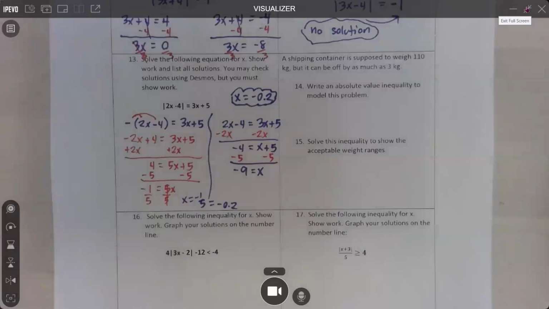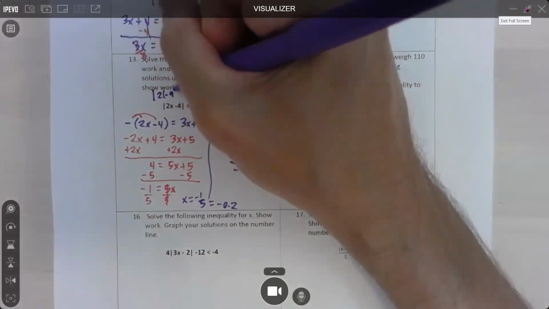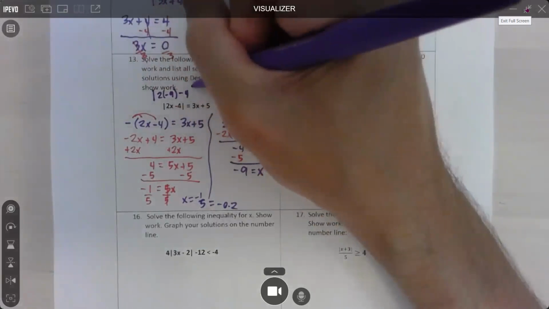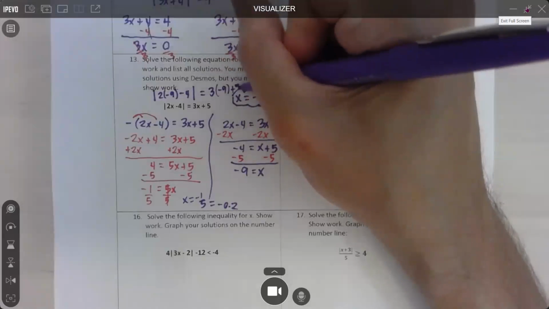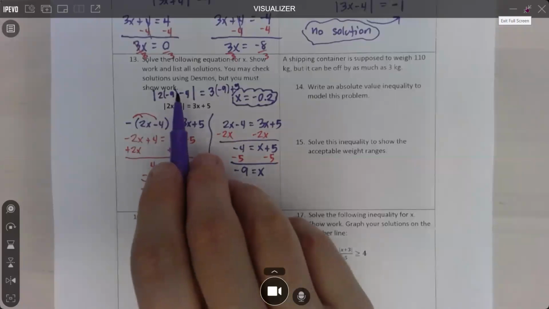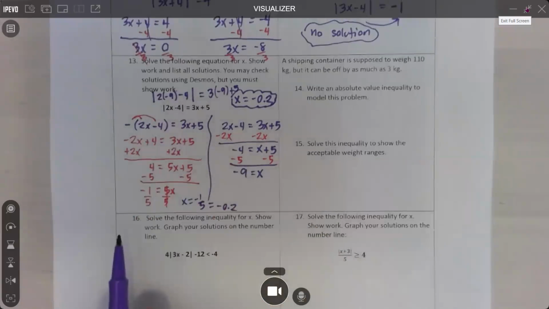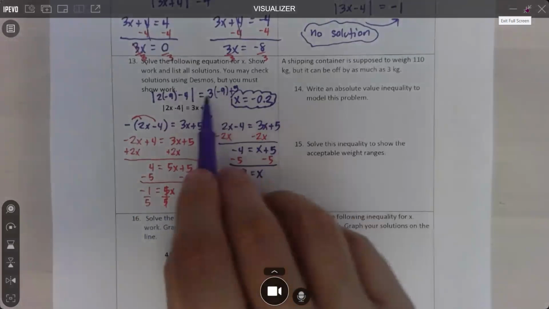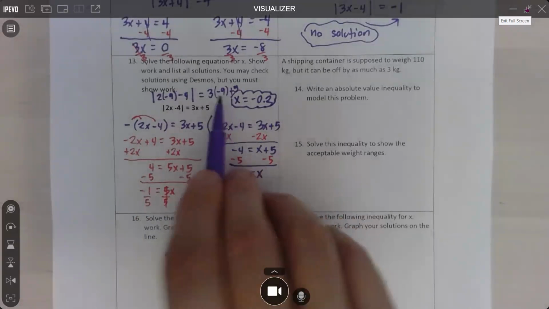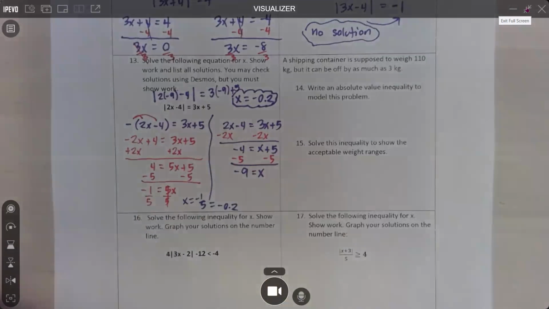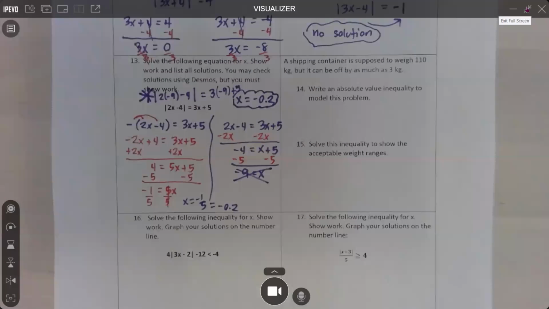Now, if you go back into the original equation, absolute value of 2 times negative 9 minus 4 equals 3 times negative 9 plus 5. What's going to happen is, if I plug in negative 9 here, that's going to be negative 18 minus 4, which is negative 22. The absolute value of negative 22 is 22. Now, if I plug in negative 9 here, I'm going to get negative 27 plus 5, which is negative 22. It doesn't work, okay? That gives me a solution that when I plug it in is no good. So we call that an extraneous solution.